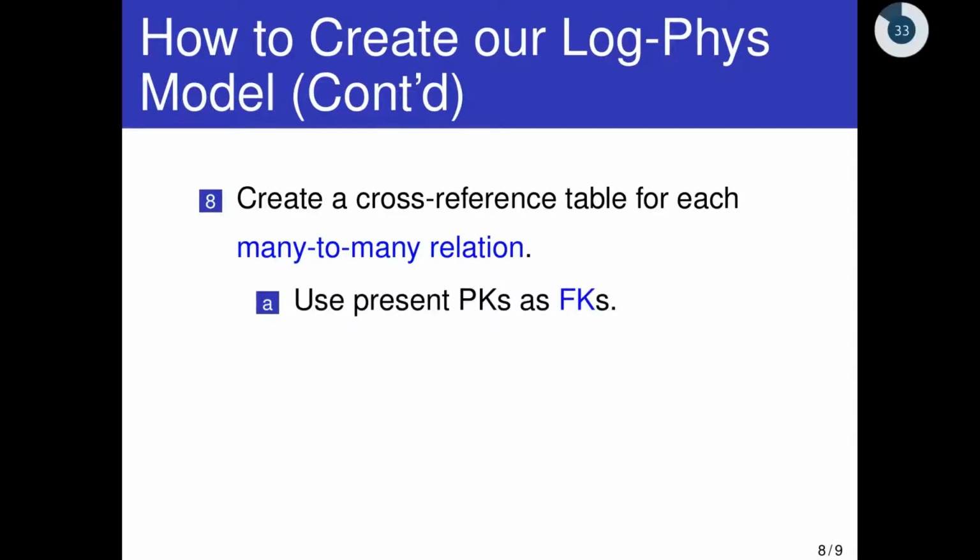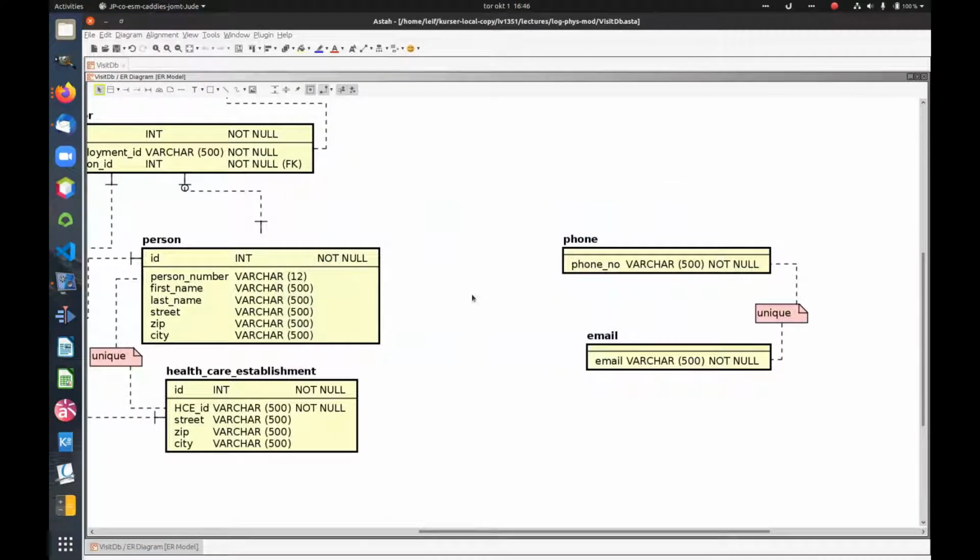Right, so then we create the cross-reference table. Let's say that we first consider phone. So we create a cross-reference table. Does it fit in here? Yeah. So we can name it after the two tables. It is cross-referencing person. Which one were we talking about? Phone, I think. Person, phone.